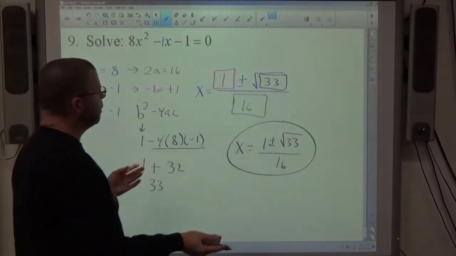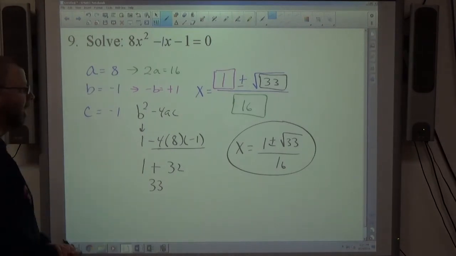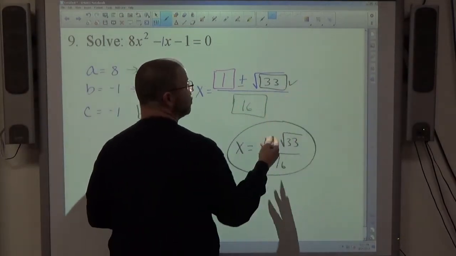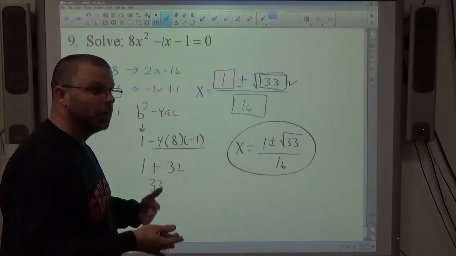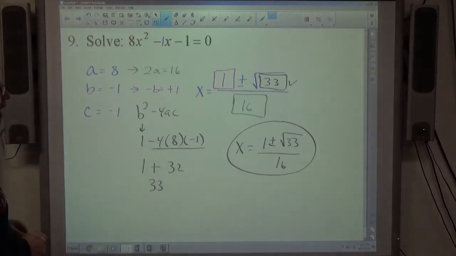Square root of 33 doesn't simplify. You can't reduce the fraction. That's it. So I can't guarantee it'll be that 100% easy on the test, but if this happens to reduce, such as let's say the square root of 12, 2 times the square root of 3, that kind of thing, do that. But again, it will be about that level, I would say.